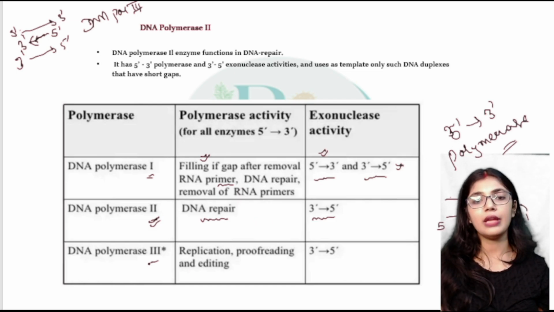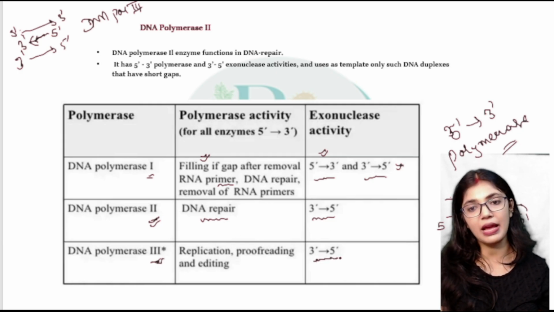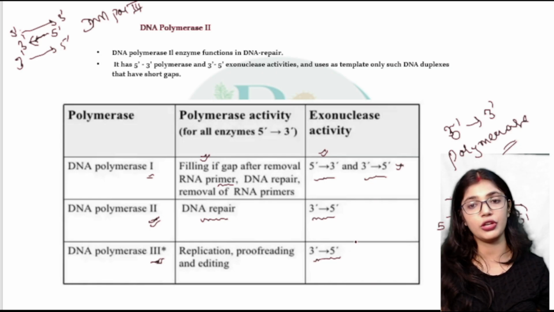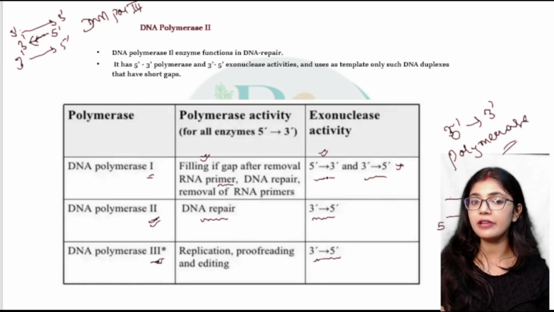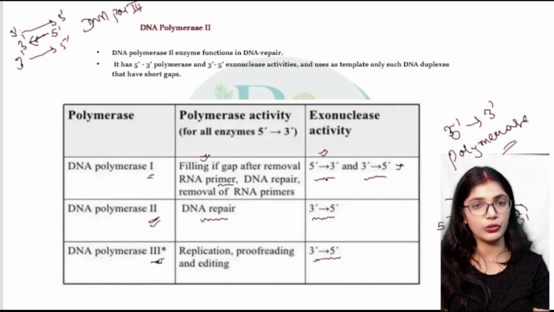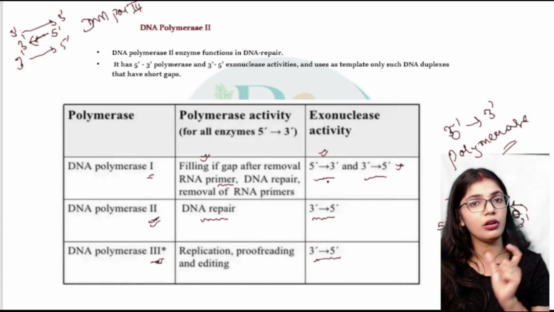Next is DNA polymerase 3. This has 3' to 5' exonuclease activity. It does not have 5' to 3' exonuclease activity. Only polymerase 1 has the 5' to 3' exonuclease activity, which is not necessary here.